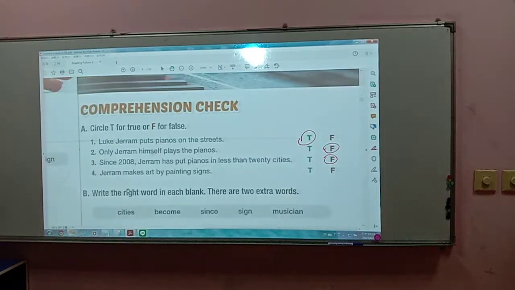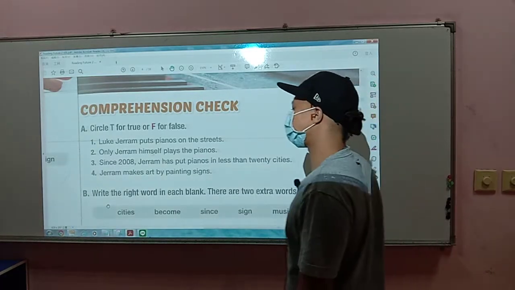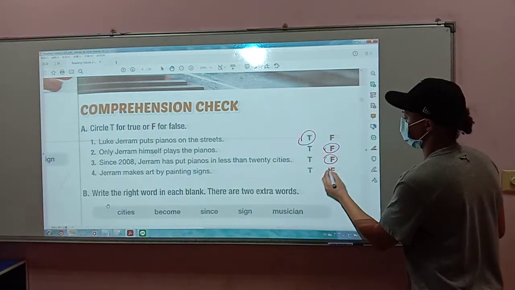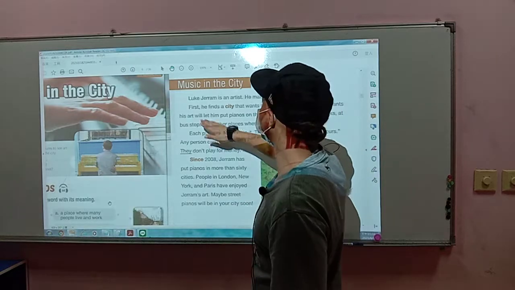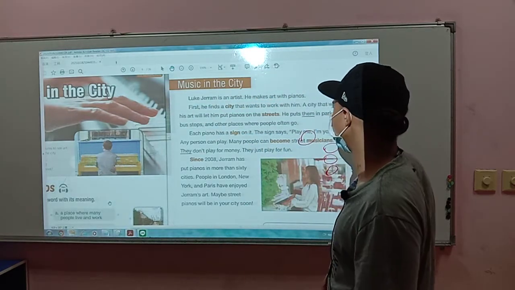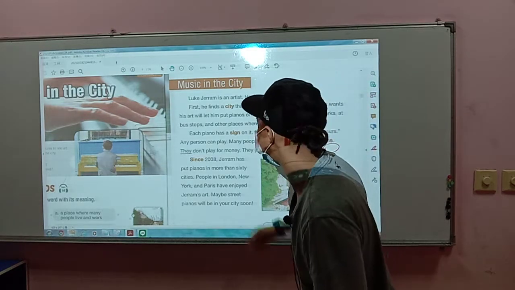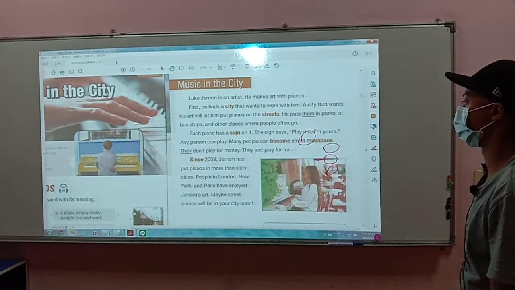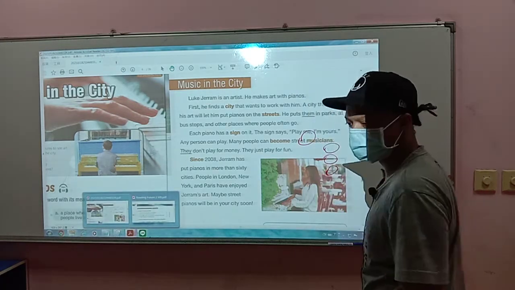Alright, let's go to the last one. 4. Jerome makes art by painting signs. Oh, that is horribly false. Okay, so he makes art. So he's an artist, he makes art with pianos, right? That's what he wants to do with it. And he doesn't paint signs, he puts signs on the pianos. Okay? So that's the true and false part.